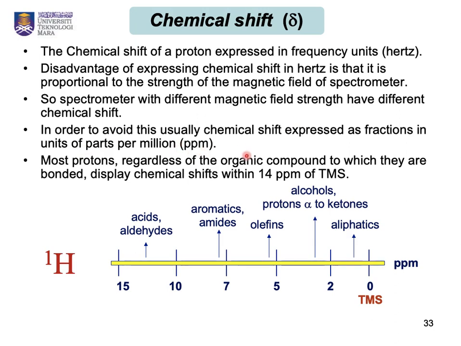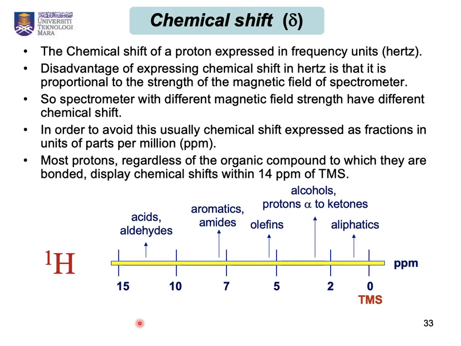There are two particular units used to express the chemical shift: hertz, and the second one is parts per million. Hertz is directly proportional to the strength of the magnet. If the strength of the magnet increases, the hertz value will change. That's why there is a disadvantage of using the unit hertz to express the chemical shift.